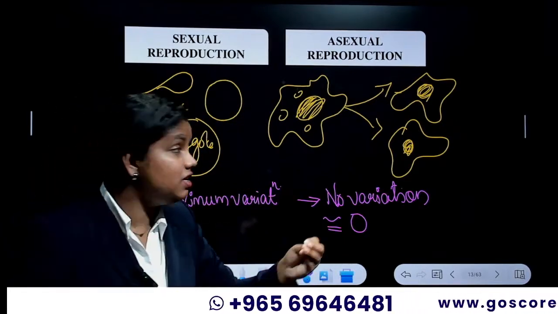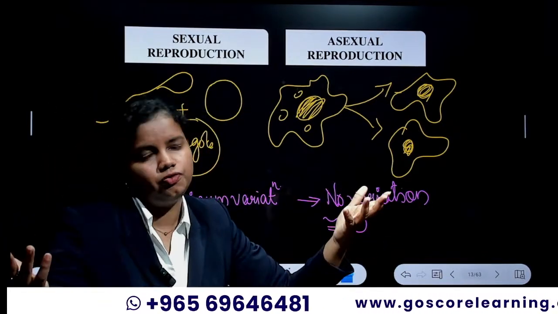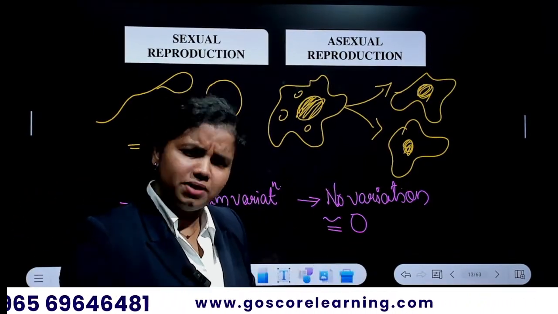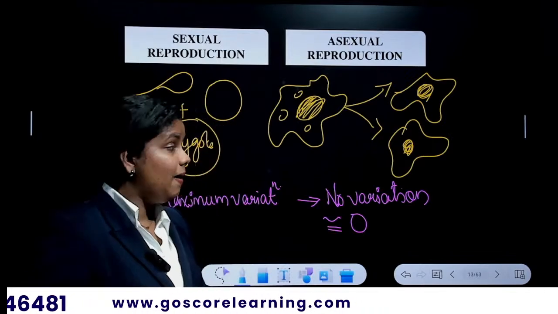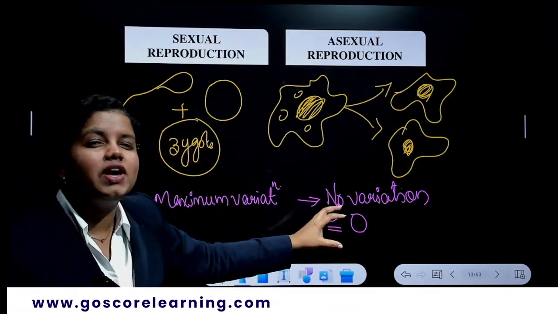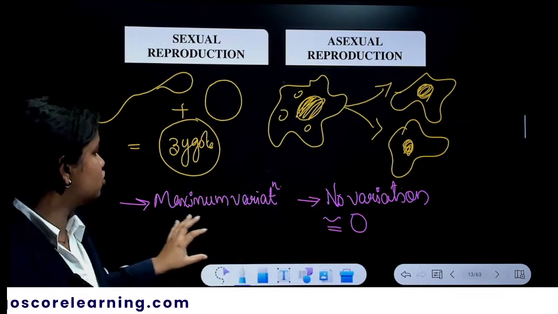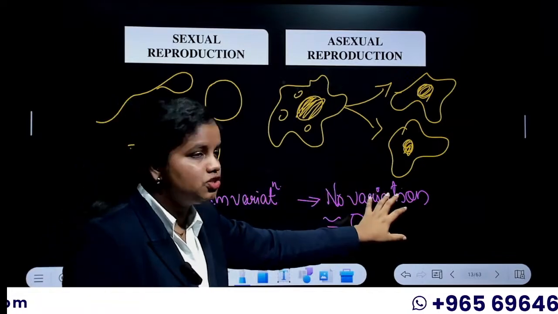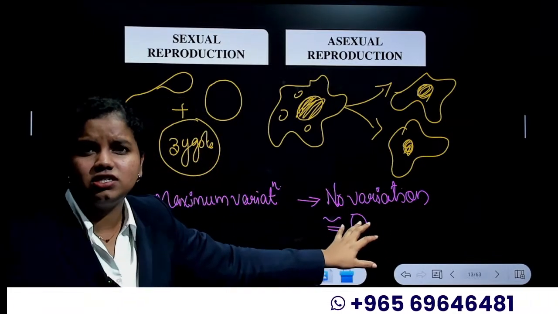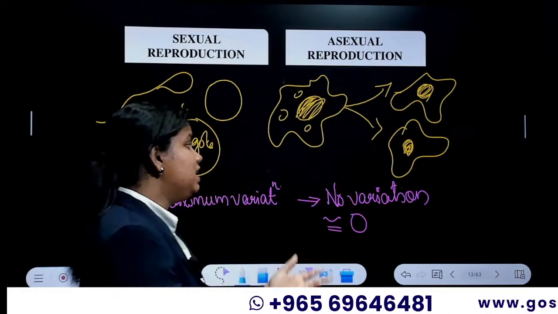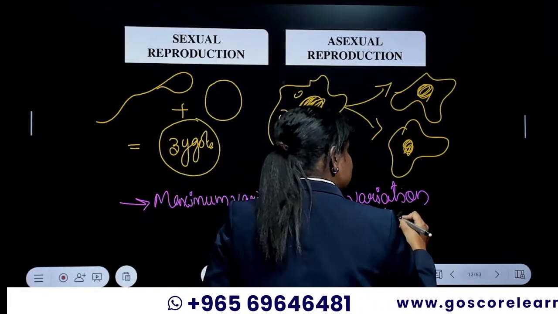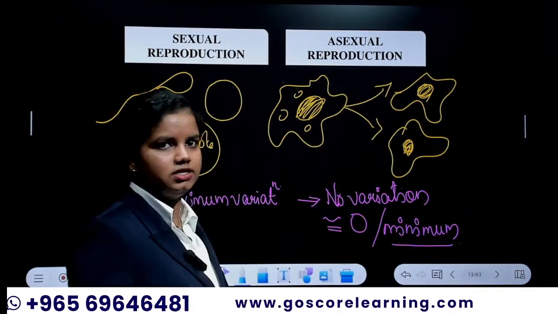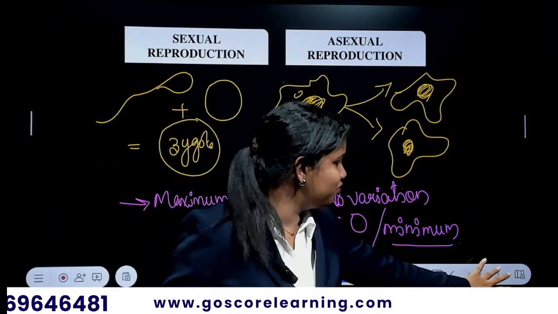Even if there is some sort of variation, maybe some mutation happens by chance, there is a small chance of variation, but that chance is very minimal. So the maximum variation is possible in sexual reproduction, and in asexual reproduction you can say approximately zero variation, or a minimal variation. All the terminologies are right. Minimum variation is happening here. End of the story. It was all about variation.